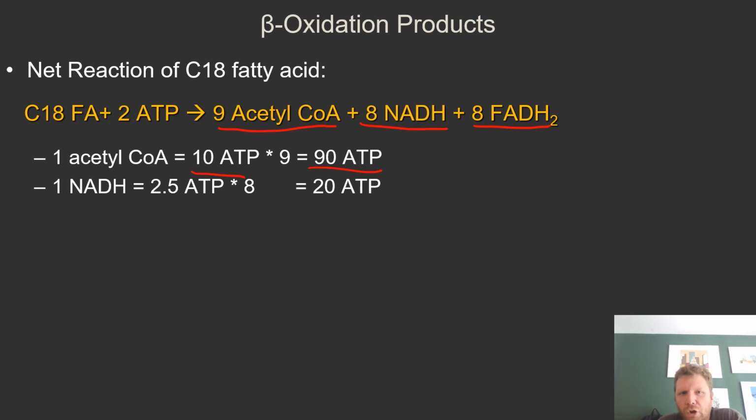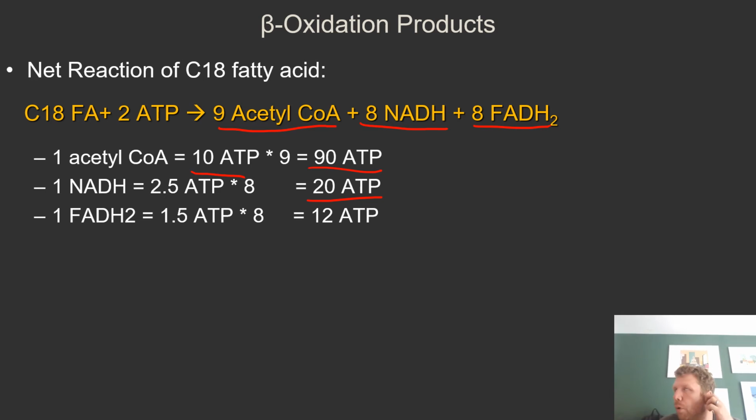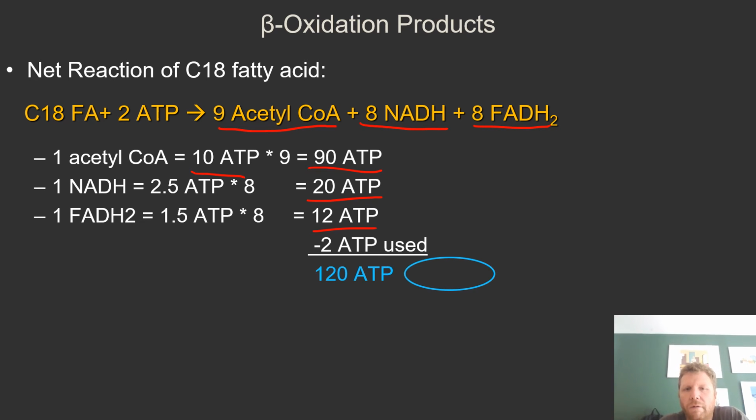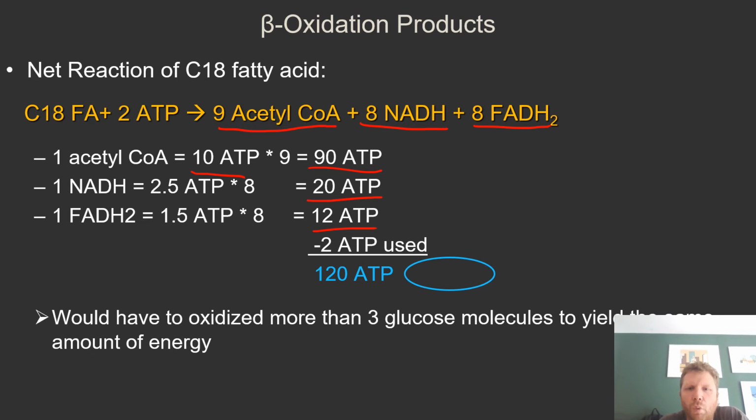Each NADH is going to give you 2.5 ATP going through the electron transport chain. So you're going to generate 20 ATP. 1 FADH2 at 1.5 ATP per molecule is going to give you 12 ATP. Minus the 2 ATP that you invested to get things kicked off, you're going to end up with 120 ATP.